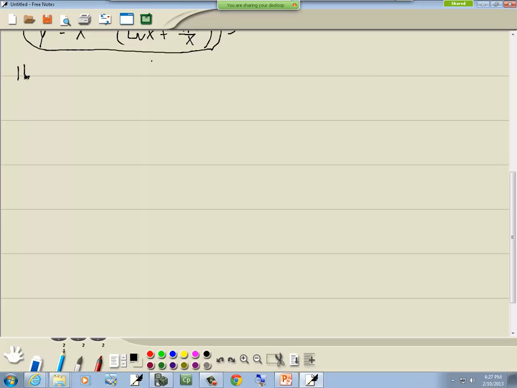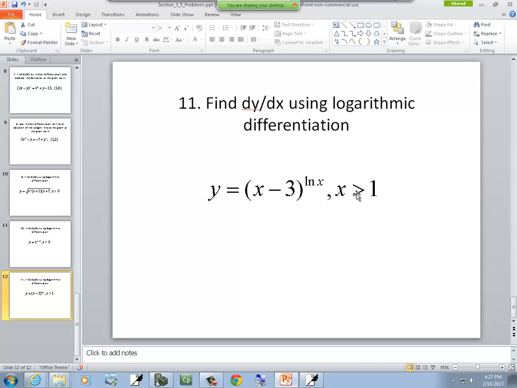In case you're wondering why they're putting those conditions on the x, some of these, when you have natural log involved, you can't have natural log of 0 or natural log of a negative number. So that's why they're putting them there.